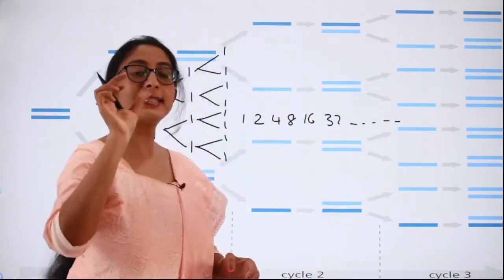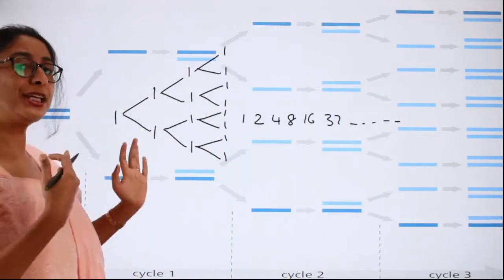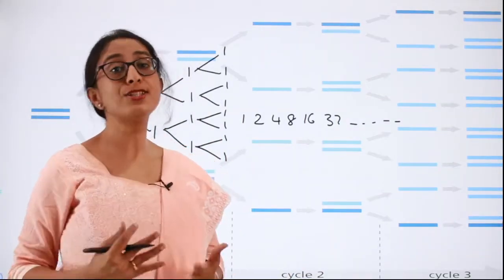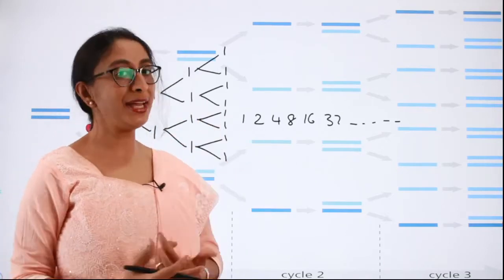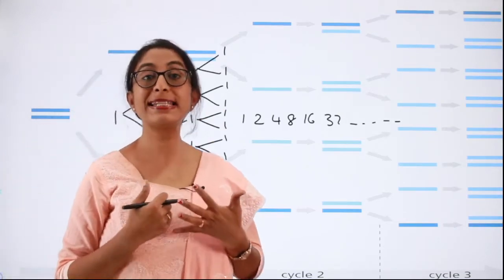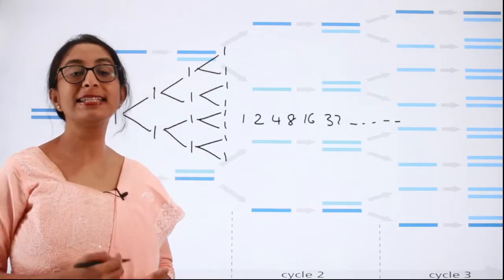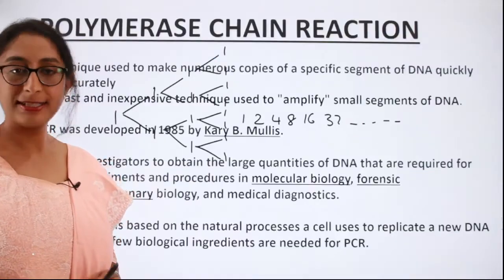So using a tiny fragment of DNA, a tiny sample of DNA fragment, using this technique called PCR, we can make several hundreds and millions of copies of the sample DNA which we have, isn't it? So we use the enzyme called DNA polymerase to carry out this reaction, and hence we call it polymerase chain reaction. Did you all understand?